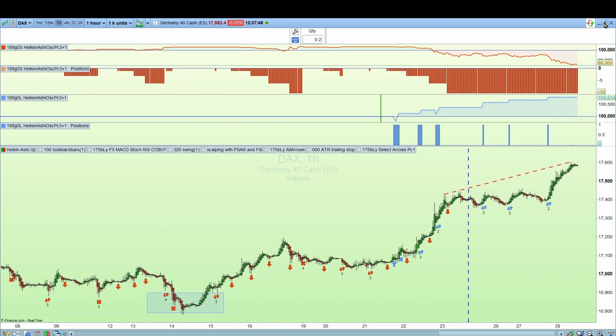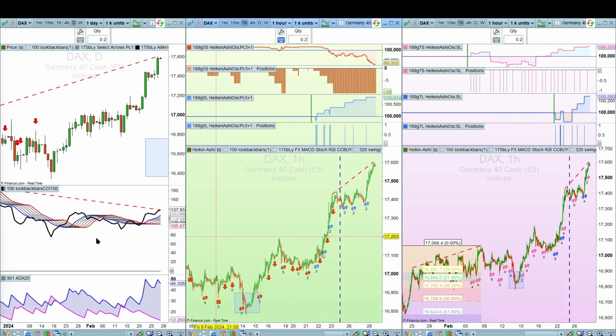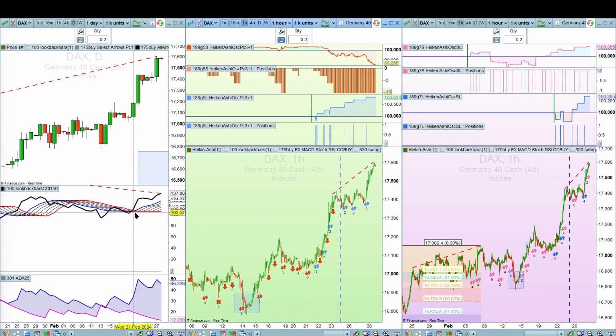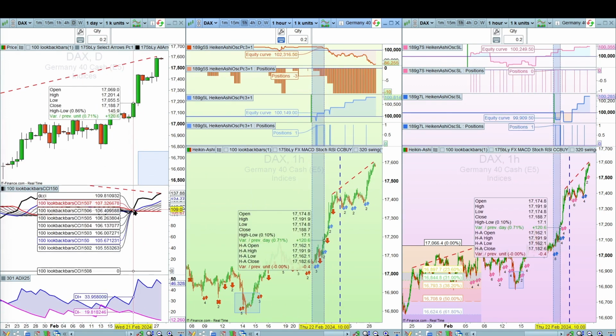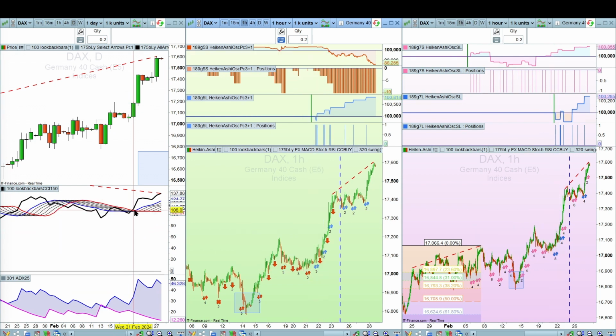So if I zoom out, in conjunction with the daily chart, what I've got here is the daily chart, the hourly chart using the average down approach, and the hourly chart using the stop loss approach. Again, I'm just giving you some ideas on how to trade using various methods, and this is one method only. On the daily chart, only trade on the lower time frames in the direction of the CCI 150.